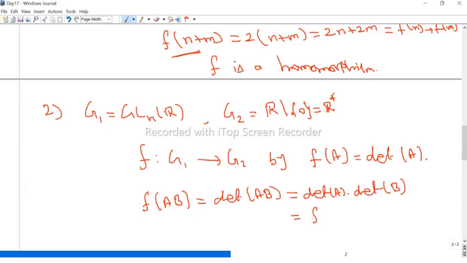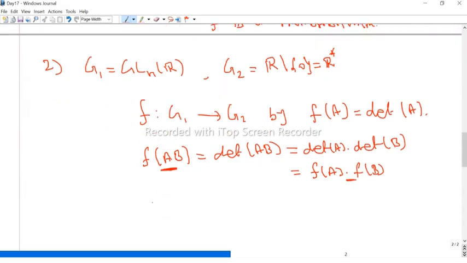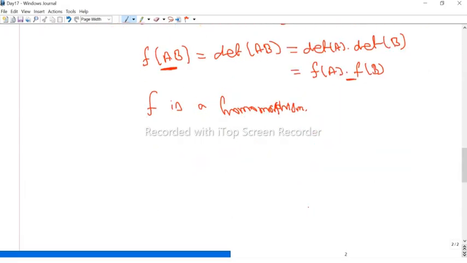But determinant of A is nothing but f of A, and determinant of B is nothing but f of B. This multiplication is a real number multiplication, and this multiplication is a matrix multiplication between A and B. So it preserves the operation for any matrices A and B. Therefore, this f is a homomorphism. There are many homomorphisms.